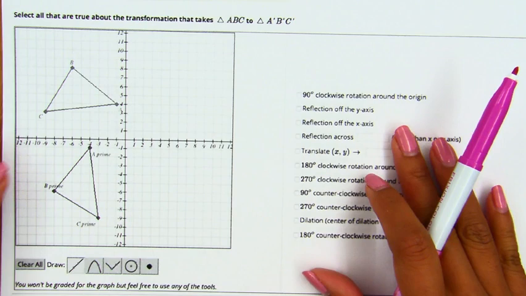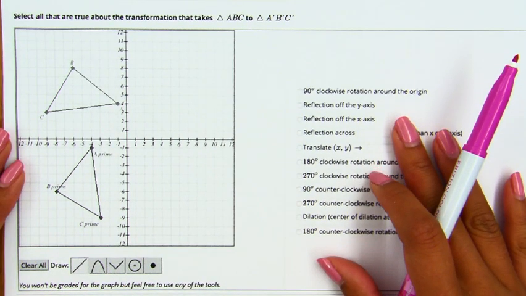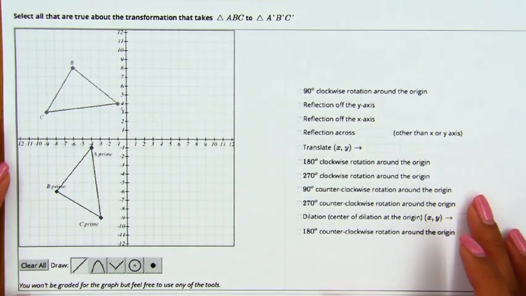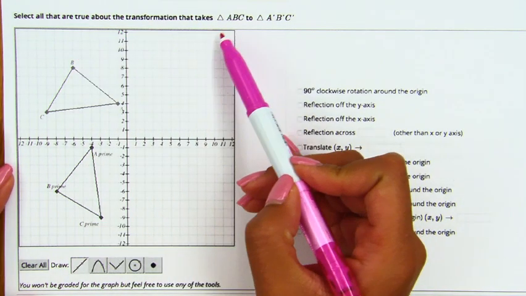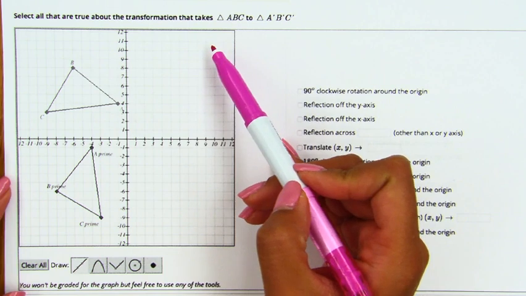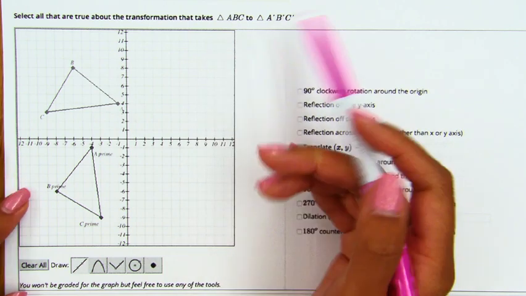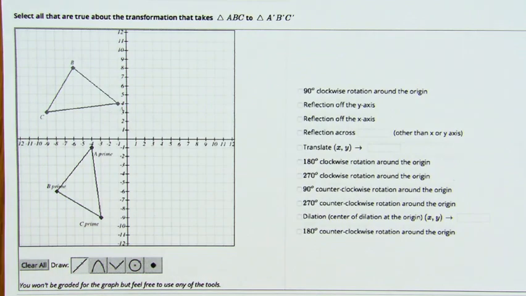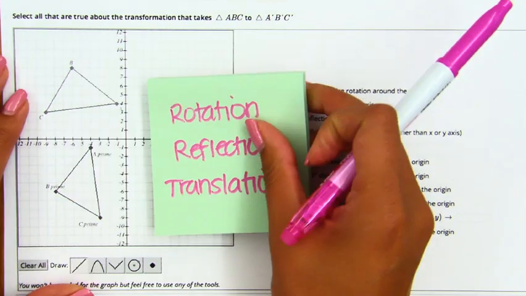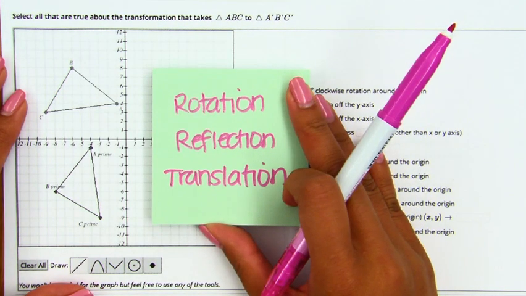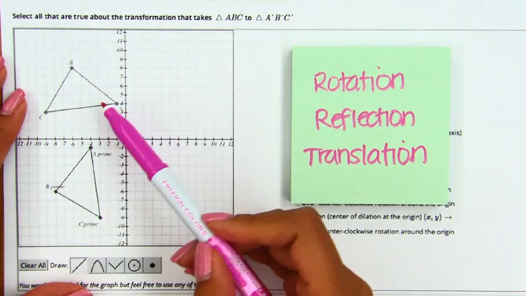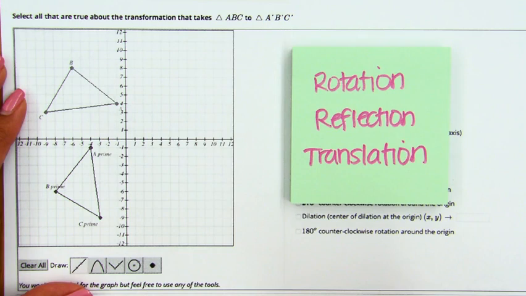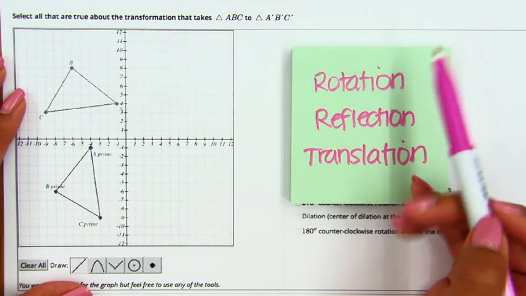Here is another one. So the instructions are exactly the same. My options are exactly the same. It says here, select all that are true about the transformation that takes triangle ABC to triangle A prime, B prime, C prime. So once again, what I want to do is look at my three options. As of right now, I can go down the list, or I can simply take a look at what it looks like it could be.